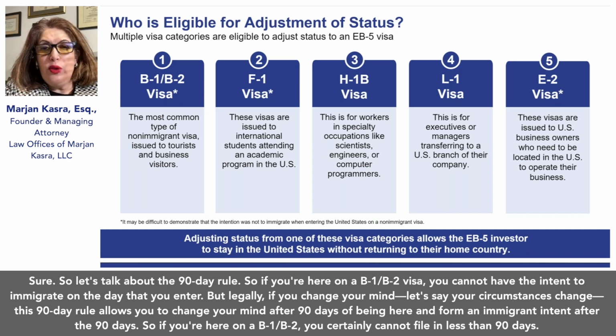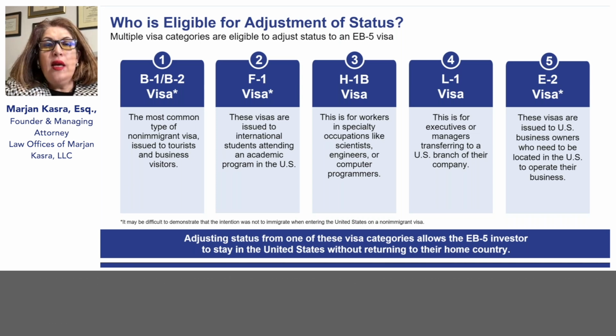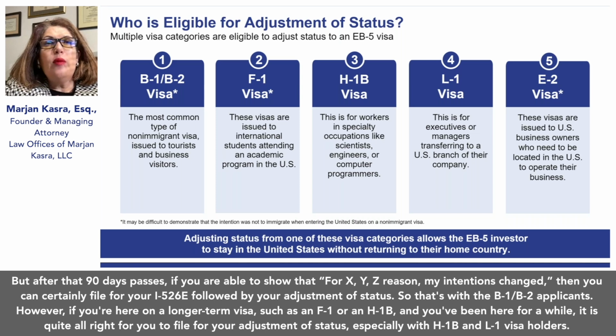So if you're here on a B1, B2, you certainly cannot file in less than 90 days. But after that 90 days passes, if you're able to show that for XYZ reason my intentions changed, then you can certainly file for your I-526E followed by your adjustment of status. So that's with the B1, B2 applicants. However, if you're here on a longer term visa, such as an F1 or an H1B, and you've been here for a while, it is quite all right for you to file for your adjustment of status.